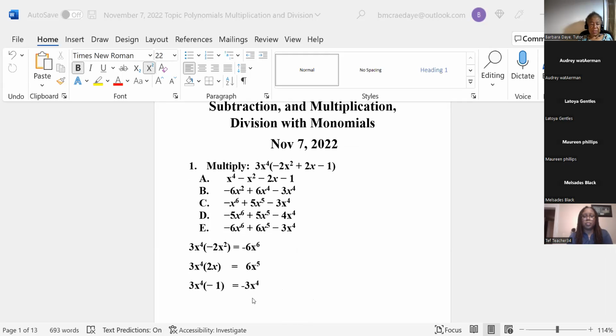Mercedes, what does that match? A, B, C, D, or E? D.